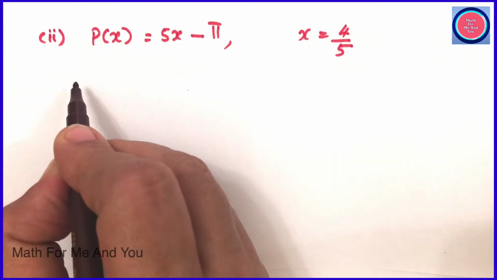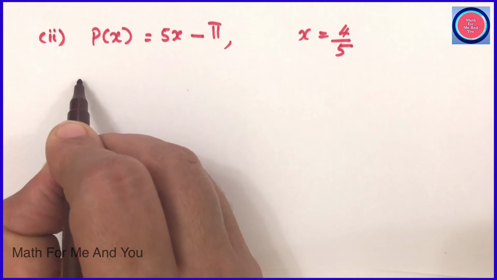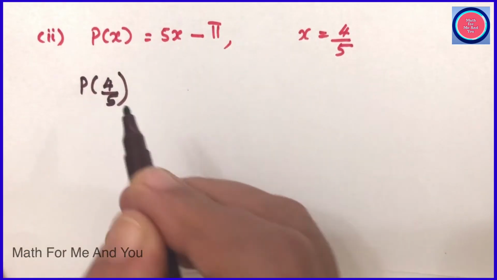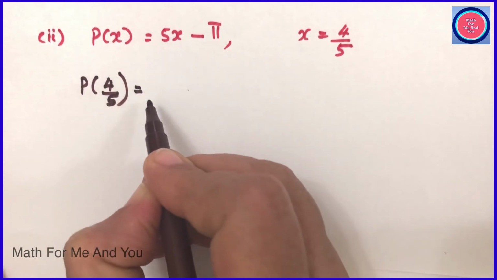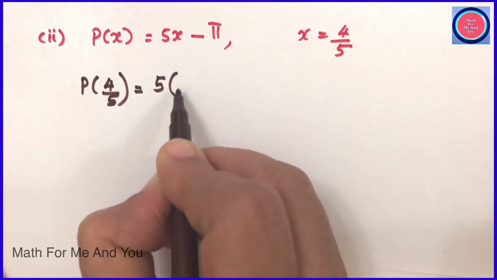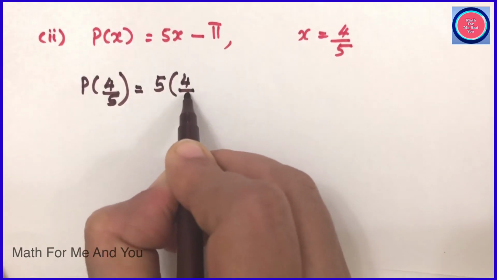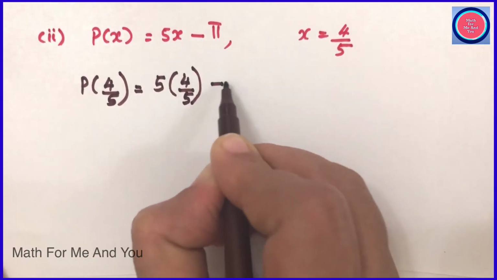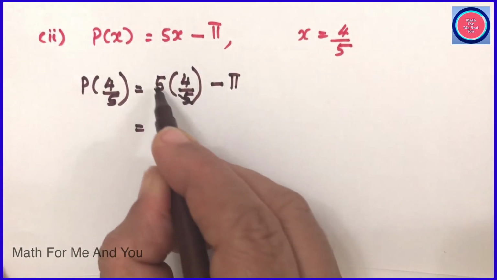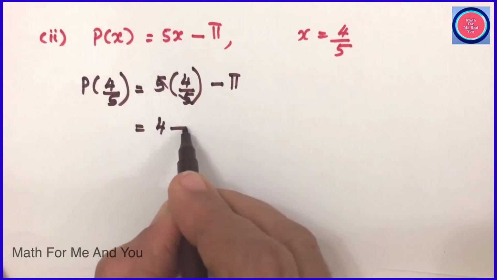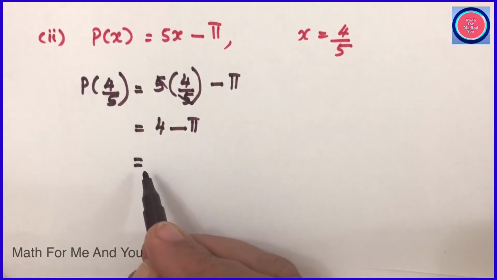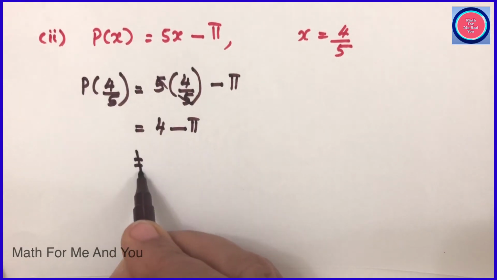Look at the second polynomial. P of x equals 5x minus pi. And we have to check whether 4 over 5 is a 0 or not. For that, we first write P of 4 over 5. What does it mean? In place of x, we substitute 4 over 5. Then 5 times 4 over 5 minus pi. 5 and 5 we can cancel from numerator and denominator. So we get 4 minus pi. Is this equal to 0? No, this is not equal to 0.